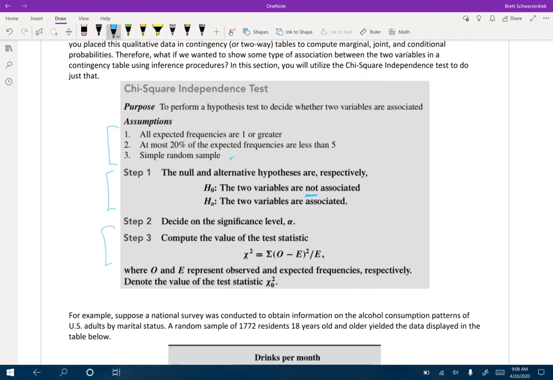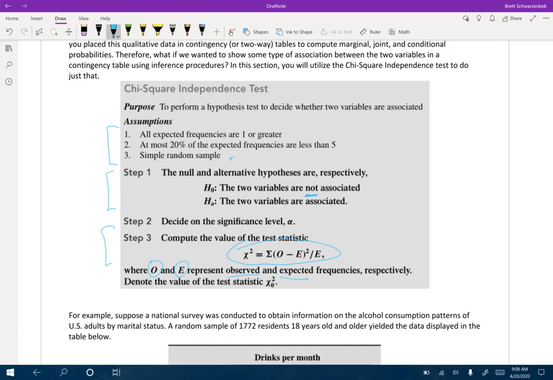So step 3, you'll notice, is the exact same chi-square test statistic that we had in the goodness of fit test, the sum of O minus E squared over E. So again, we're dealing with the O and E variables for observed and expected. So realize that in the goodness of fit test, when the observed and the expected were the same, or generally the same, we would go with the null and say that these distributions are similar.